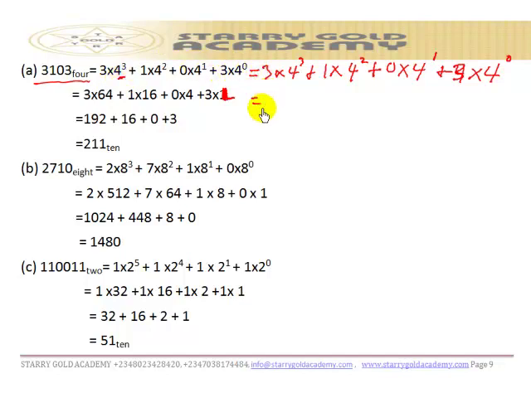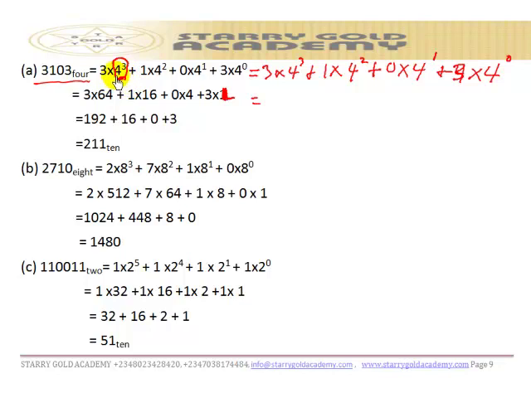So what do you do? Now students make some mistakes. And what is the mistake? The mistake is that I've seen students who multiply before they find the power. Now what you ought to do first is to find the value of 4 power 3. Do not multiply before putting the power of 3. No.